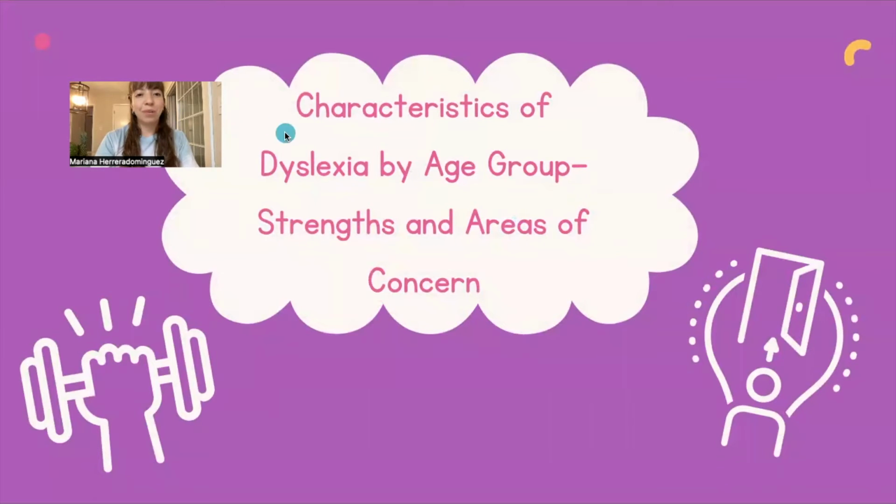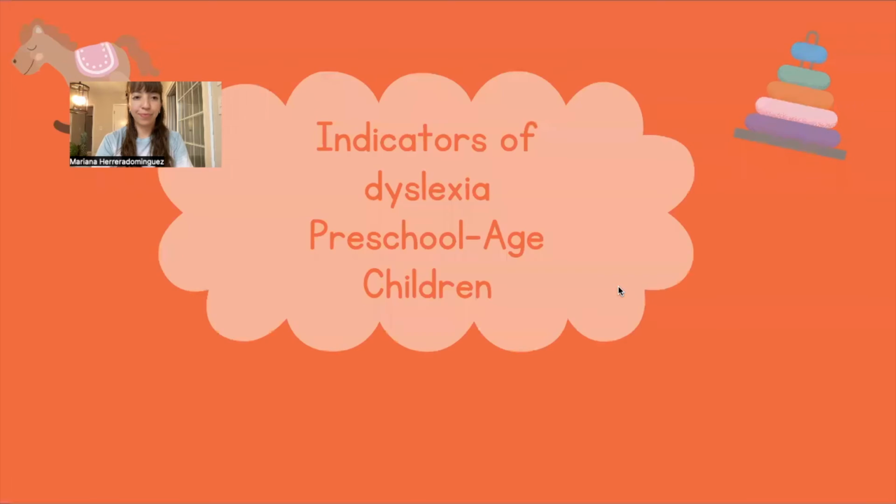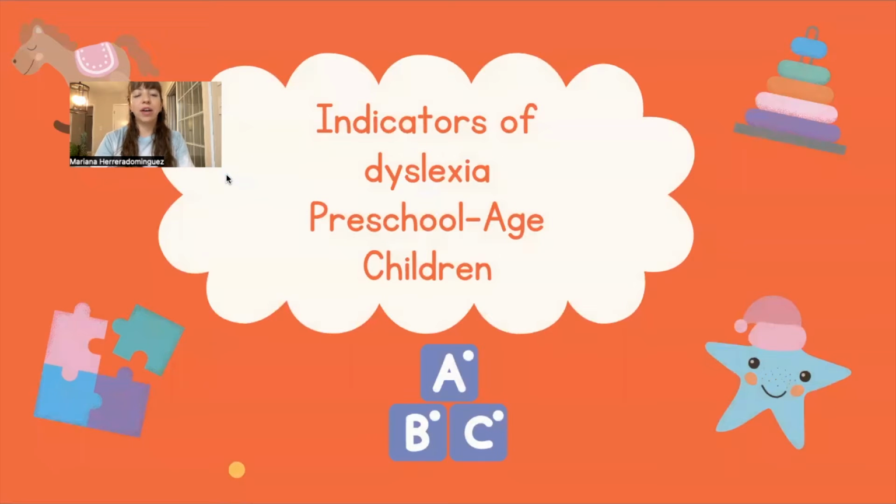So one of my favorite parts of the presentation, the characteristics of dyslexia by age group, strengths, and areas of concern. So some indicators of dyslexia within preschool age children will be they have difficulties with recognizing their own names in print. They will have difficulties with rhyming patterns. They will generally have a lack of interest in books, and they will just have difficulties with understanding instruction when it has to do with any of these things. So we're going to start seeing preschool age children not being able to recognize their name in print and all of these things. And those might be signs.